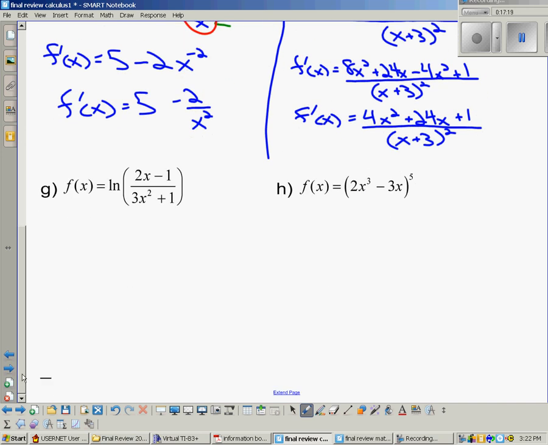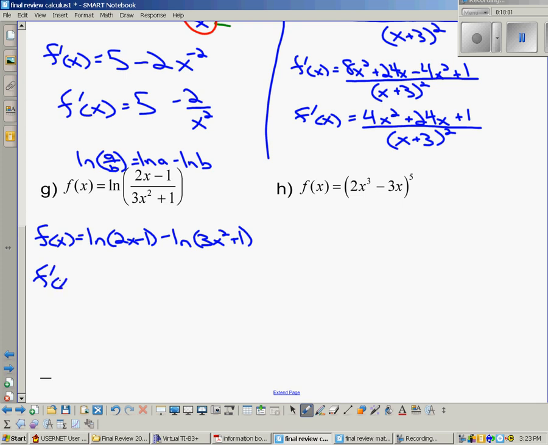Okay, next one. Looks like we've got a composite here where we've got ln of, and then we're going to need quotient rule. One of the nice things that happens when you're taking the log of some function and then you want to differentiate it, you can use your log laws here. So if I have ln of a over b, I can rewrite that as ln a minus ln b. Well, that means I can rewrite this function as ln of 2x minus 1 minus ln of 3x squared plus 1. Becomes a lot easier to differentiate this way.